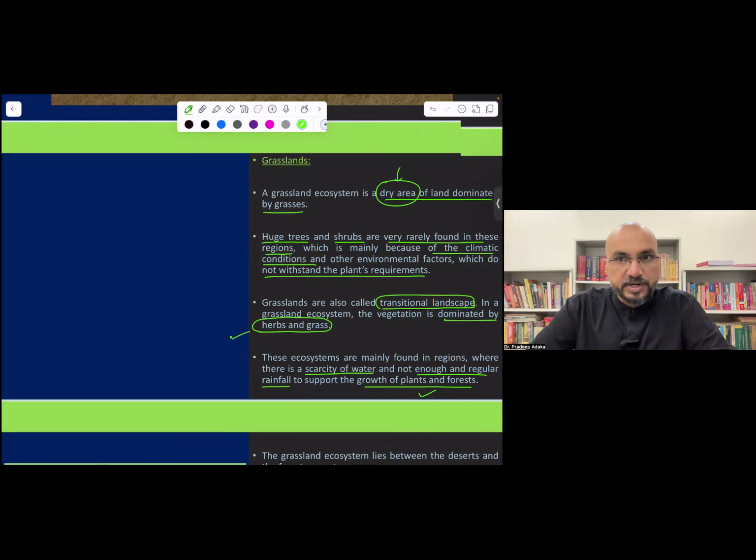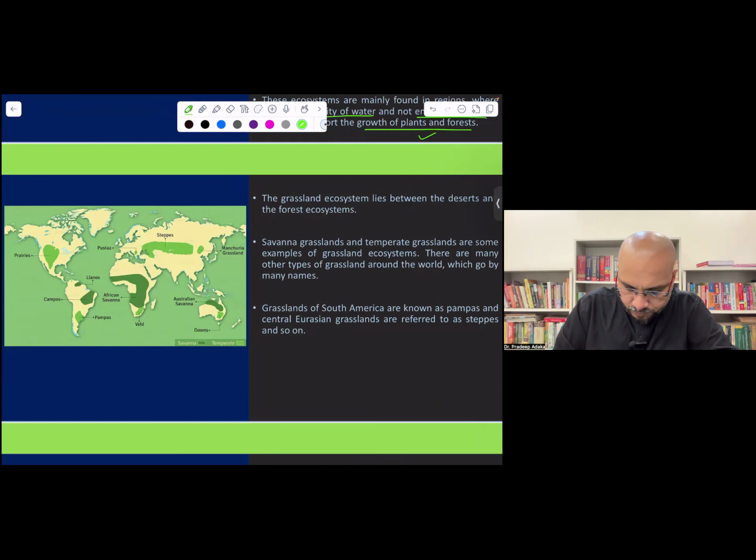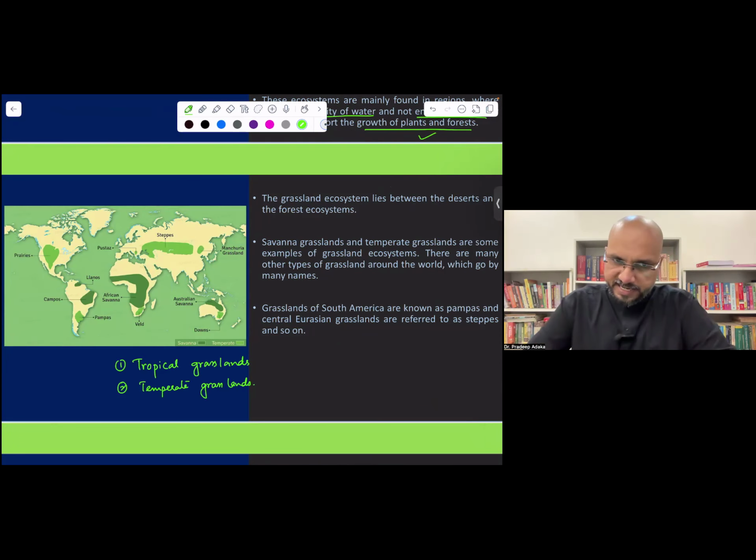Simple. Now, grassland can be of two types: tropical and temperate. So we'll cover these two, tropical grasslands and temperate grasslands. Okay, so this light green region is temperate grasslands. They are known by different names in different parts of the world. So these are temperate grasslands.